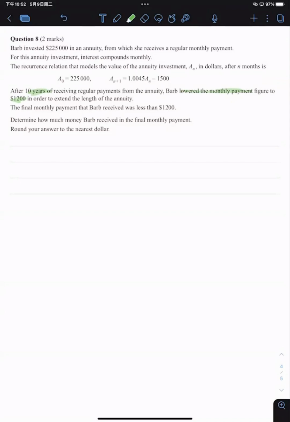The final monthly payment the barber received was less than $1,200. It makes sense, because no one can guarantee that when we reach the final repayment, we can still get exactly $1,200. So if the money is not enough, we just get as much as the annuity owes to us. Determine how much money the barber received in the final monthly payment.